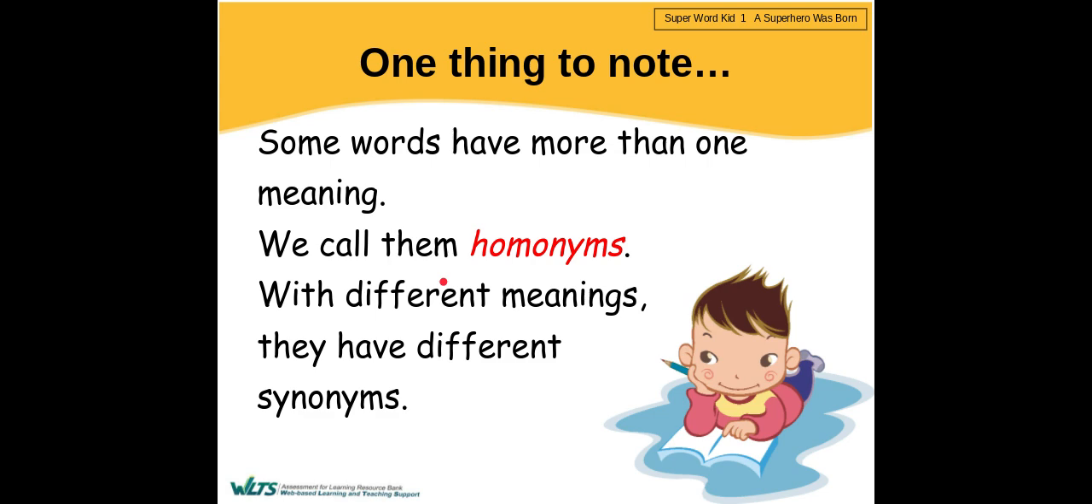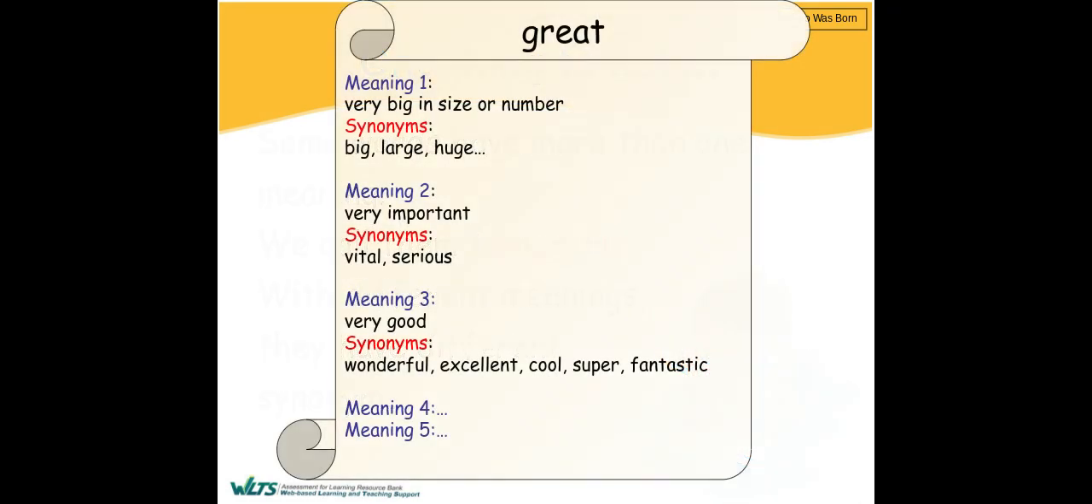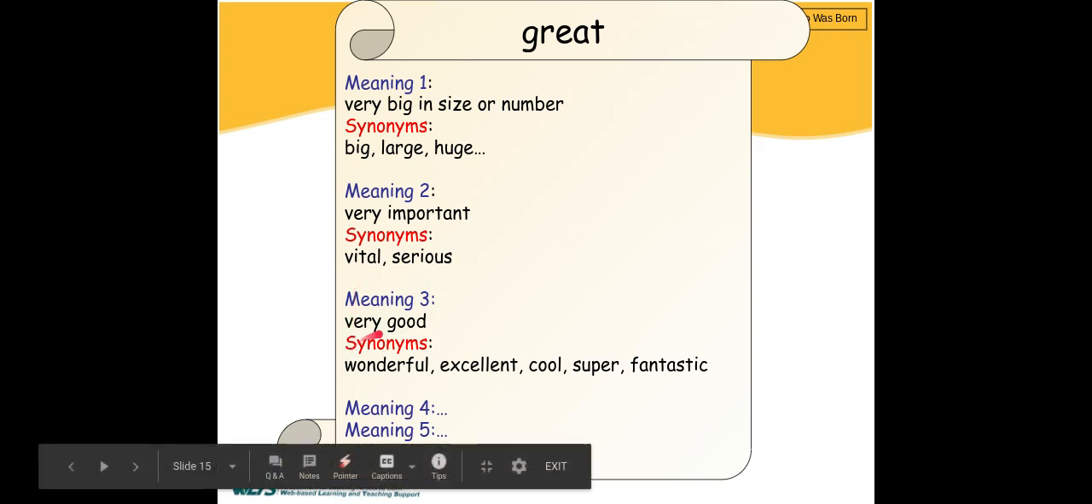Now, some words have more than one meaning. We call them homonyms. With different meanings, they have different synonyms. So let's look at a few different meanings of great. Great could mean very big in size or number. Synonyms for that meaning are big, large, and huge. The second meaning is that great means very important. Some synonyms for that are vital and serious. A third meaning for great is very good. Synonyms for that are wonderful, excellent, cool, super, fantastic.